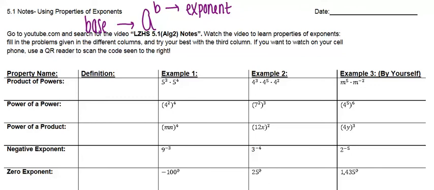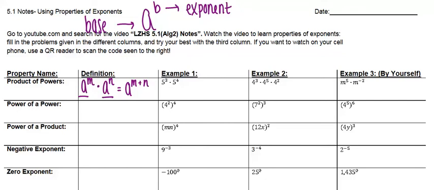So the first property that we're going to take a look at is the product of powers. And by definition, the product of powers says if I have base A raised to the power of m, and I'm multiplying it by base A raised to the power of n, if my bases are the same, and if I'm multiplying, I can go ahead and add my exponents. So I have A raised to the power of m plus n.